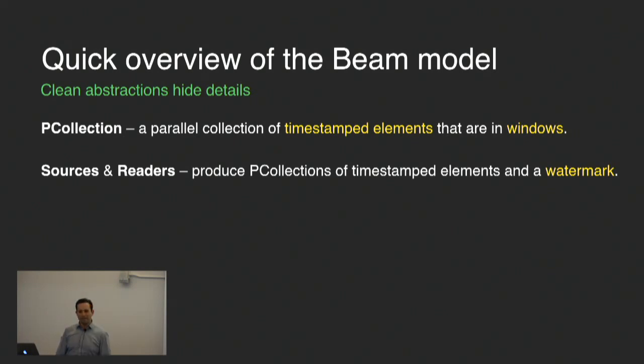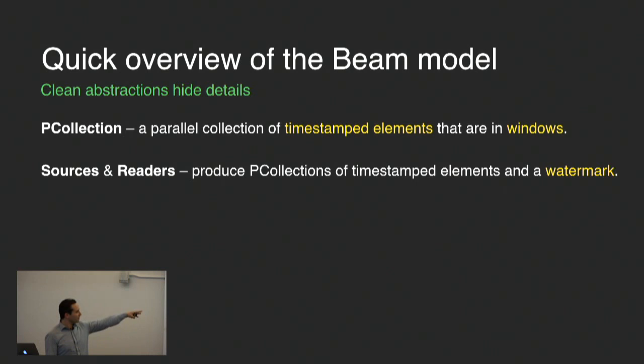Sources and readers. A source is a special object that can be a root source of a PCollection. These are usually the things at the top of your pipeline, although you can have many sources in a pipeline. A source can be an HDFS text file reader, or it can be a Kafka reader, or it can be any source of data.